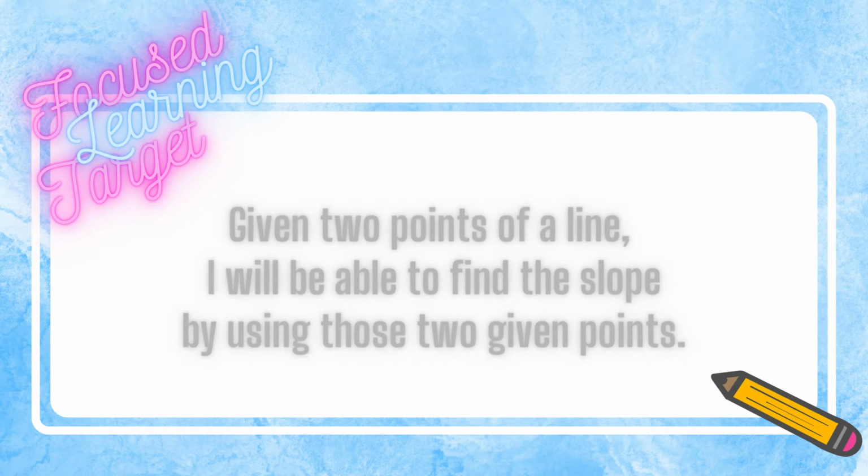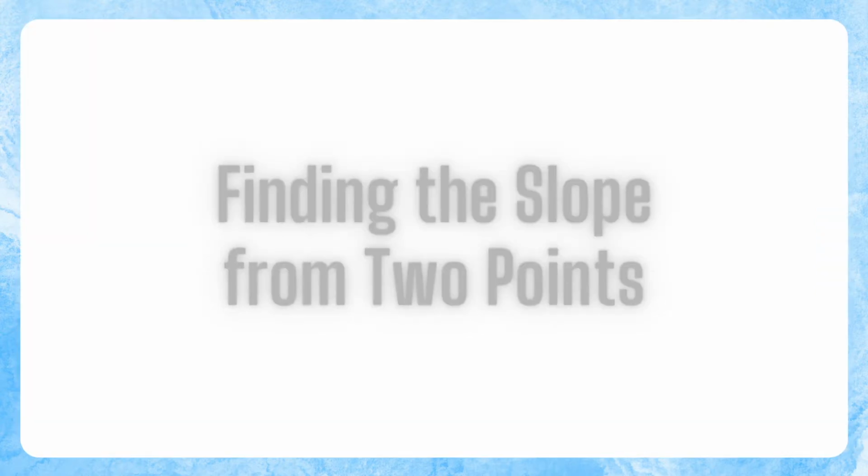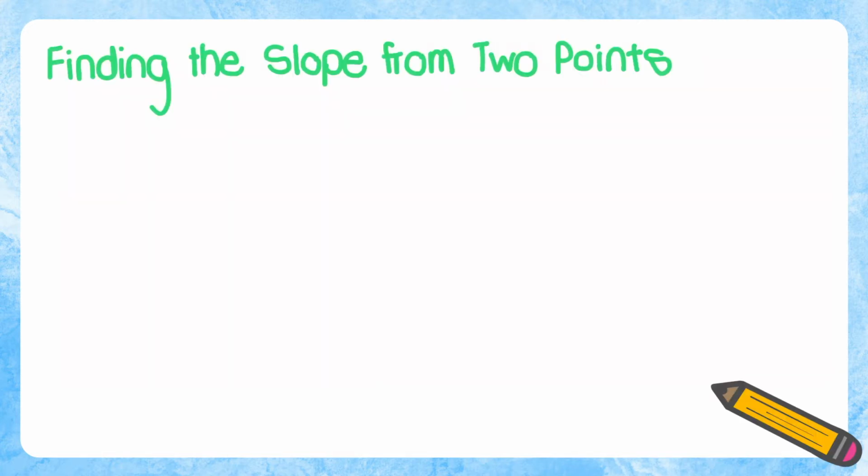Make sure to write this FLT down. Given 2 points of a line, I will be able to find the slope by using those 2 given points. So how can we find the slope if we're given 2 points? Let's take a look. Last time we looked at how to find the slope by looking at a graph, but this time we're focusing on how to find the slope of a line when you're given 2 points.